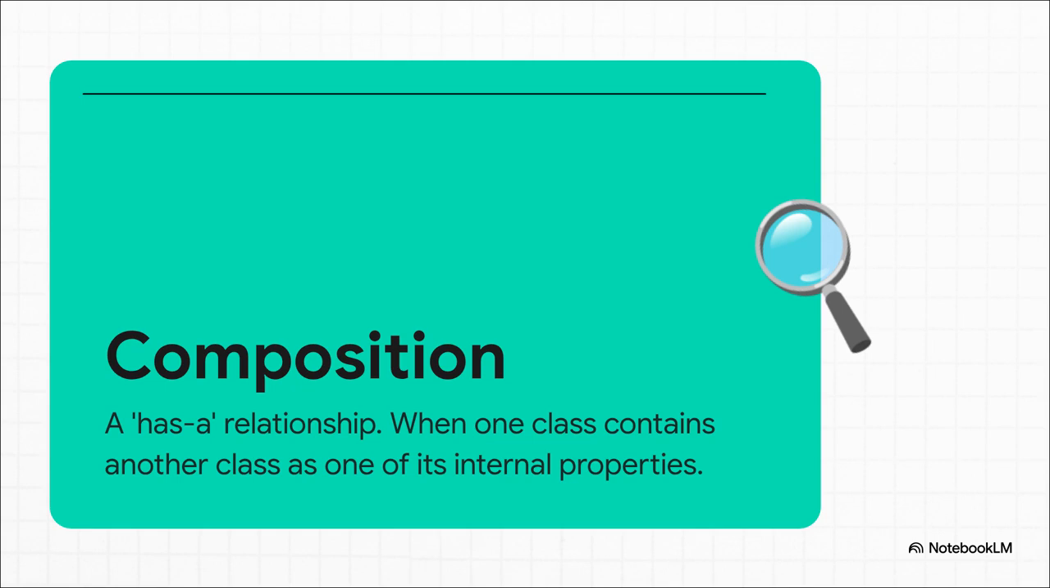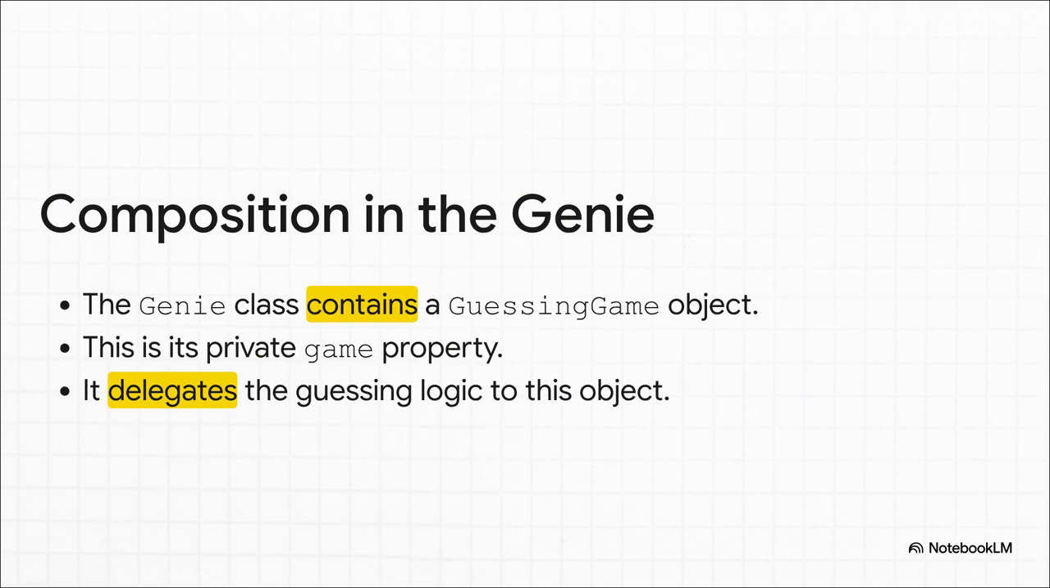It's not a one-time ask for help. This is when one class is actually built using another class. It literally holds a whole other object inside of itself as one of its own properties. And you can see this perfectly in our Genie class. Look, it has a property right inside it called game, and that property is a whole GuessingGame object.